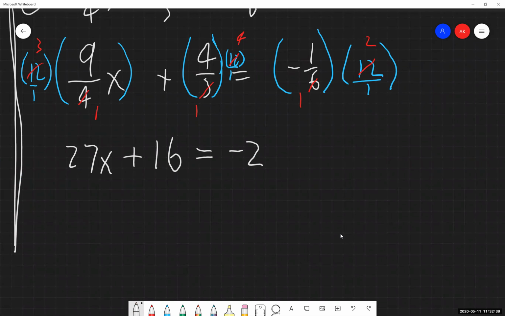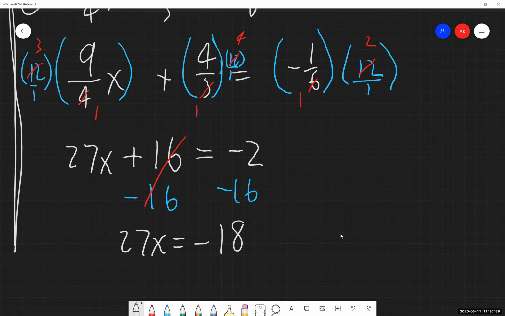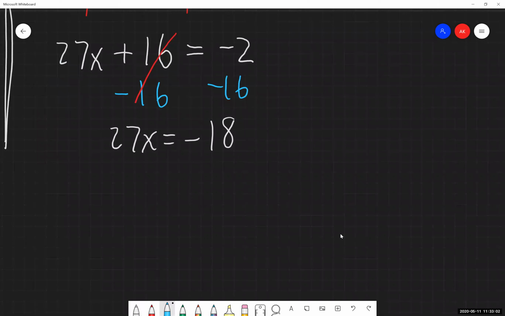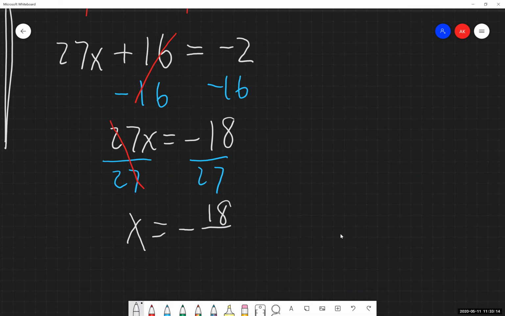And now from here, again, our fractions are eliminated. This is a chapter 3 problem. So I want to get the variable term all by itself. So I'm subtracting 16x from both sides. Cancels over there. I'm getting negative 18 on the right-hand side. I do not want 27x, I just want x. So I divide both sides by 27. x is going to be equal to negative 18 over 27.